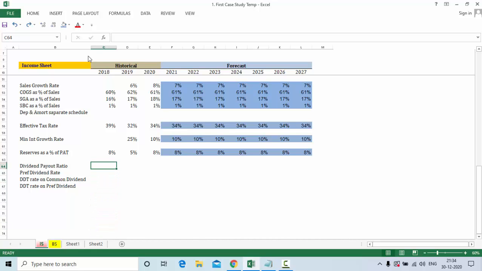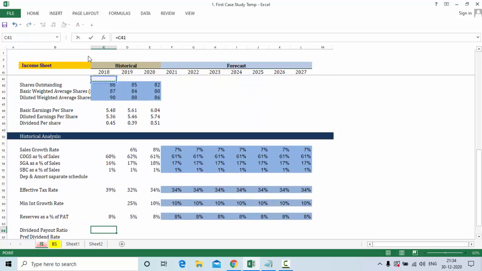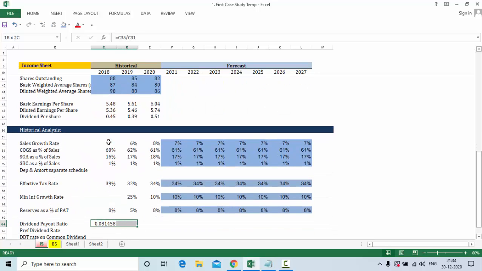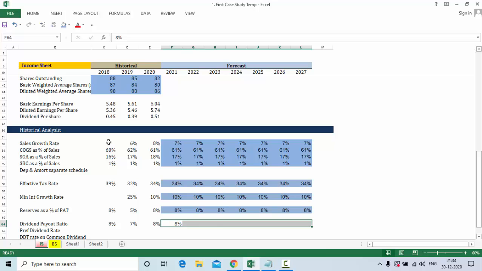When you calculate common dividend as a percent of profit, we will call it dividend payout ratio. So equal to, come above, common dividend divided by net income after minority. Control R, convert it to percentage. Now we have to assume that dividend payout ratio will be 8% in the future also. So Control R, color it light.